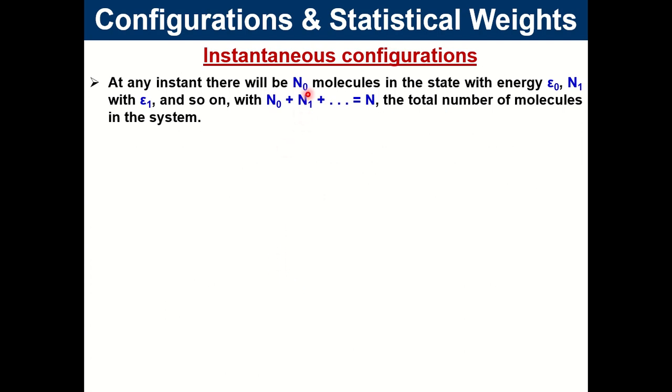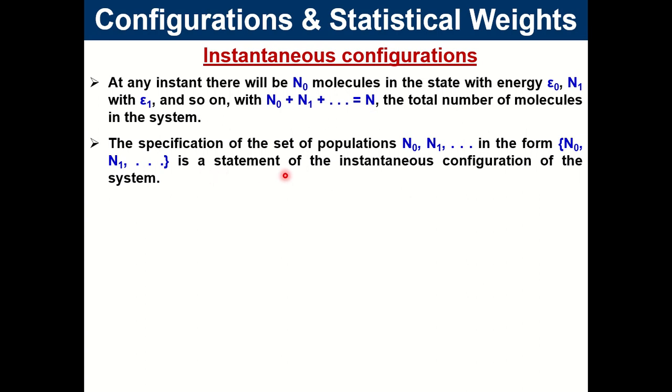So suppose we have N molecules. We are going to discuss these instantaneous configurations. A given system can have different instantaneous configurations. At any instant there will be n0 molecules with energy epsilon 0, n1 molecules with energy epsilon 1, and so on, such that the sum n0 plus n1 plus up to nn should be equal to the total number of molecules, capital N, as shown over here.